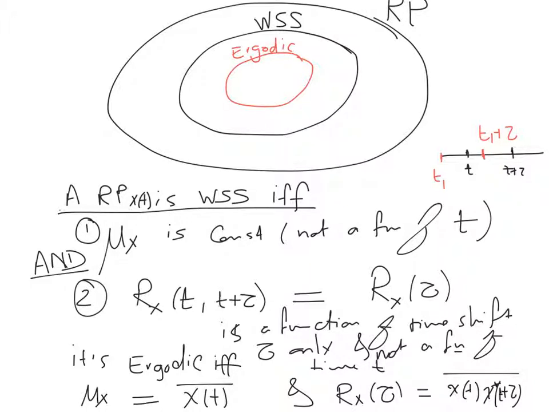So any random process that you can prove is ergodic, by default, it's already wide-sense stationary. You don't need to do the other proof. But if you prove it is wide-sense stationary, you are not sure whether it's ergodic or not. That does not necessarily mean that it is ergodic. And the easiest thing is just to remember these layers. The biggest layer is random process. Inside that is the set of wide-sense stationary random processes, and inside that is the ergodic random process. Any questions so far? That summarizes what we did last time.